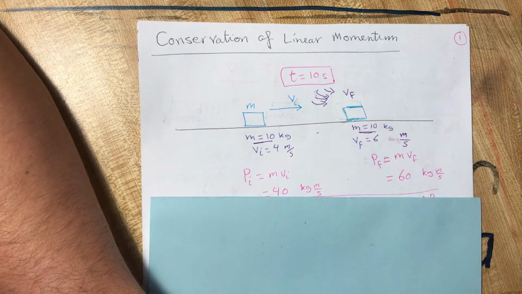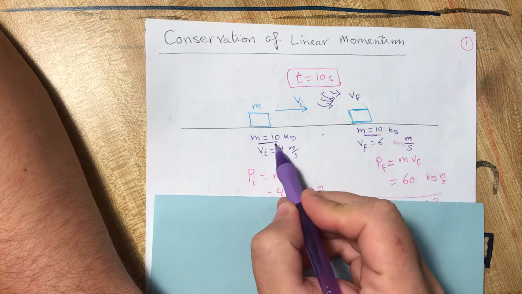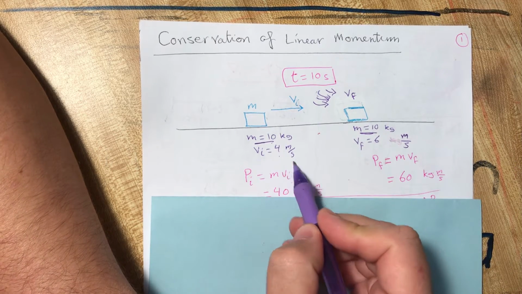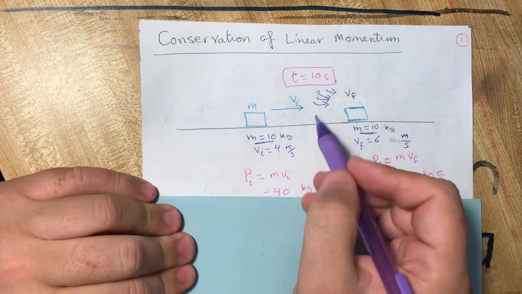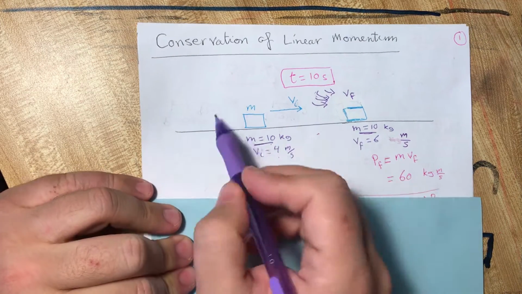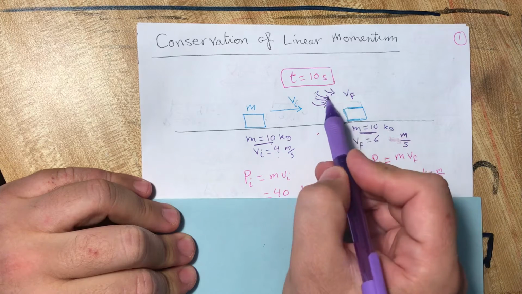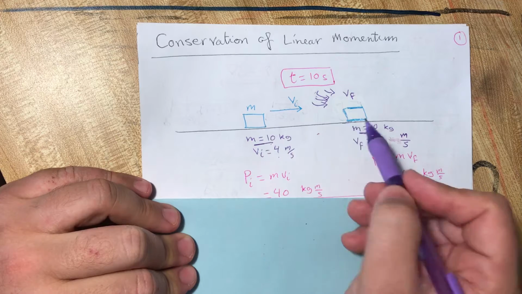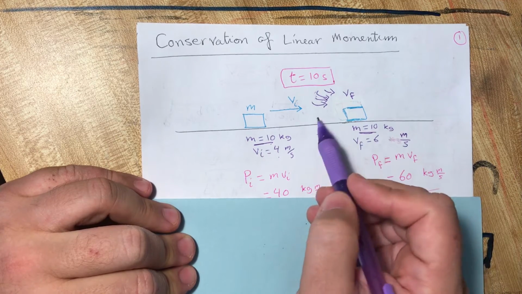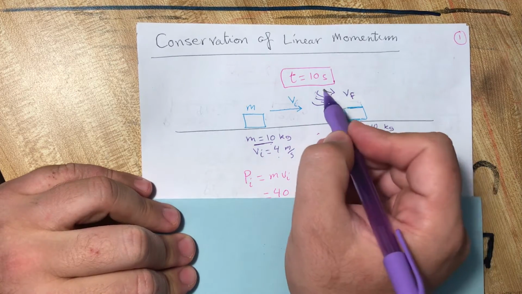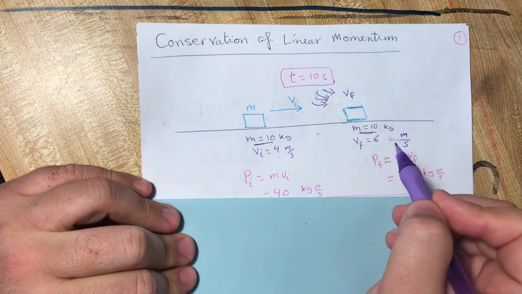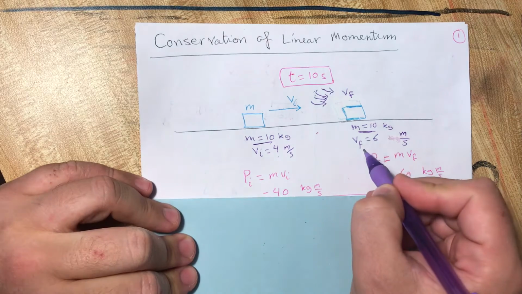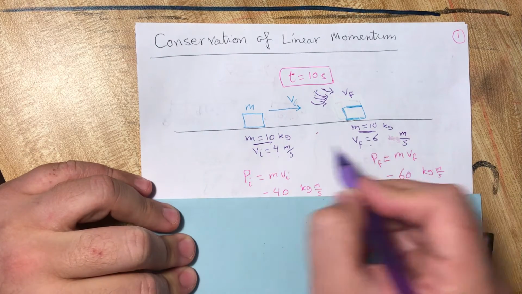If we have an object with mass m of 10 kilograms and v initial is 4 meters per second, then after 10 seconds, there is a stream of wind or something like that. Assume that this body is a boat affected by the wind or any other force. The mass of this body is still the same, but the velocity is increased to 6, not 4, 6 meters per second.